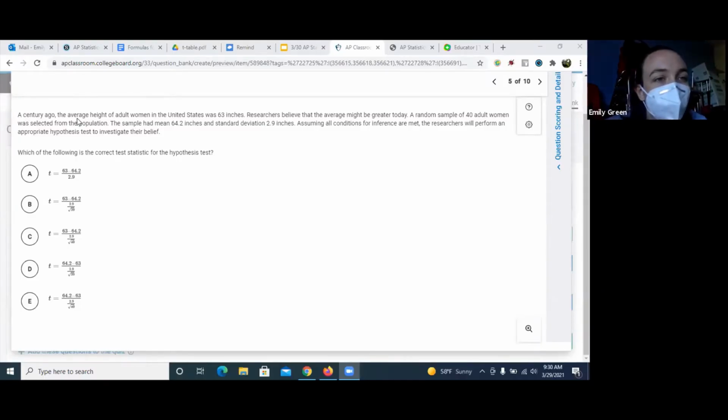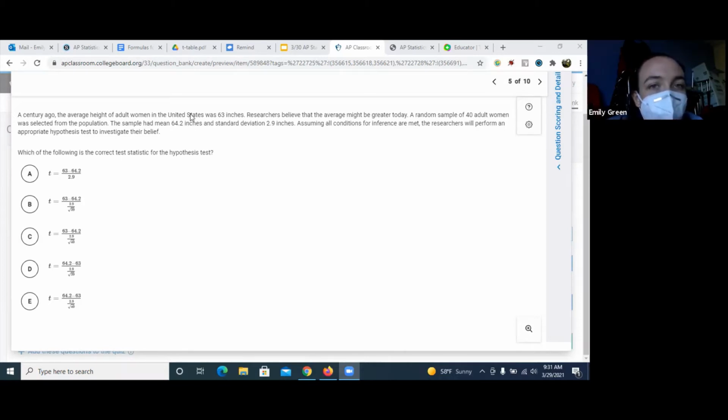It says, a century ago, the average height of adult women in the United States was 63 inches. Researchers believe that the average height might be greater today. A random sample of 40 adult women was selected from the population. The sample had a mean of 64.2 inches and a standard deviation of 2.9 inches. So those are our sample mean and standard deviation. Assuming all conditions for inference are met, the researchers will perform an appropriate hypothesis test to investigate their belief. And they are asking which of the following is the correct test statistic for the hypothesis test.